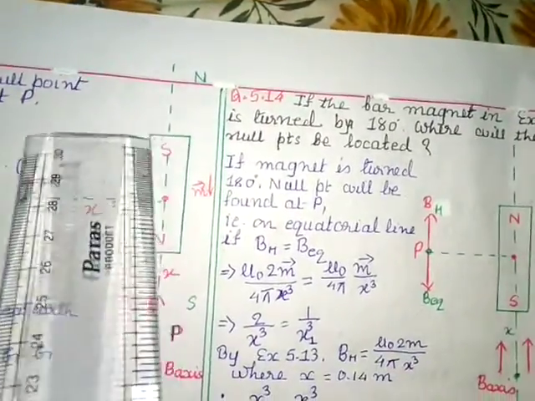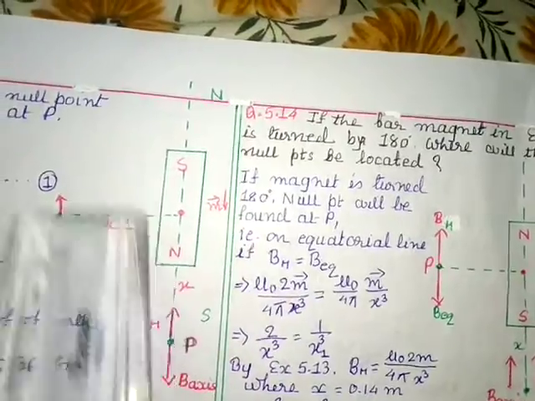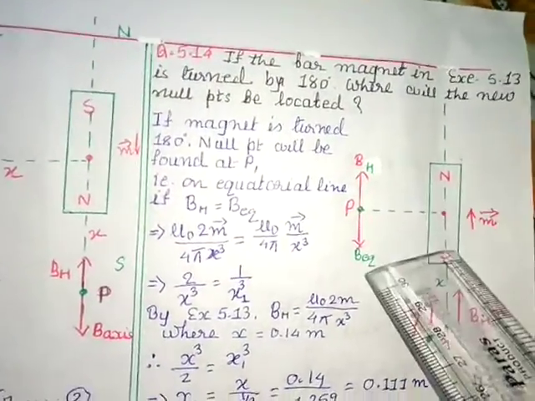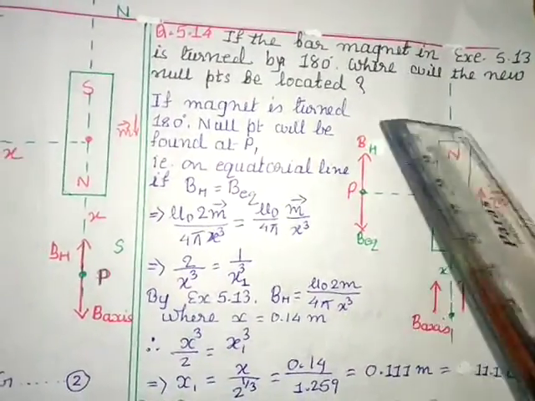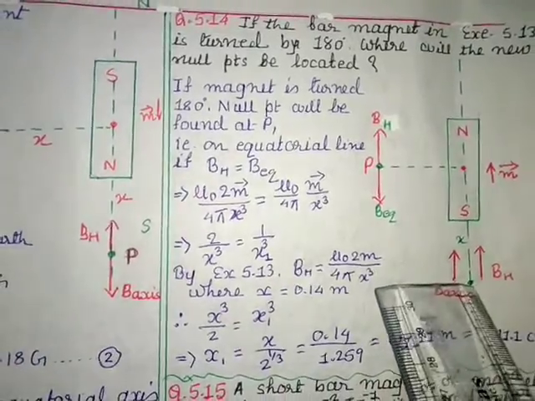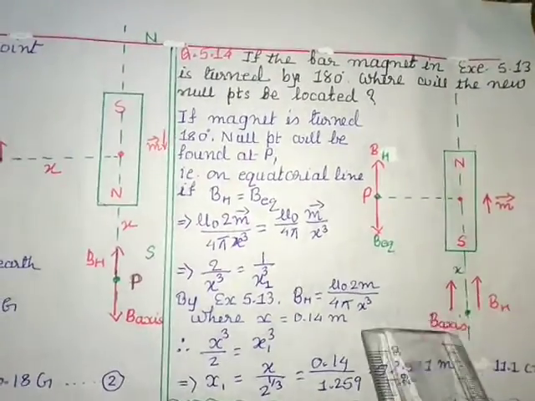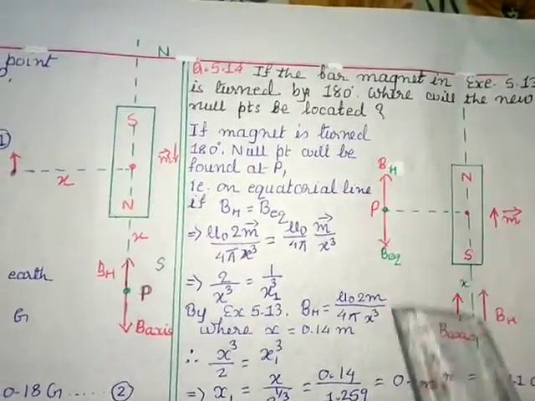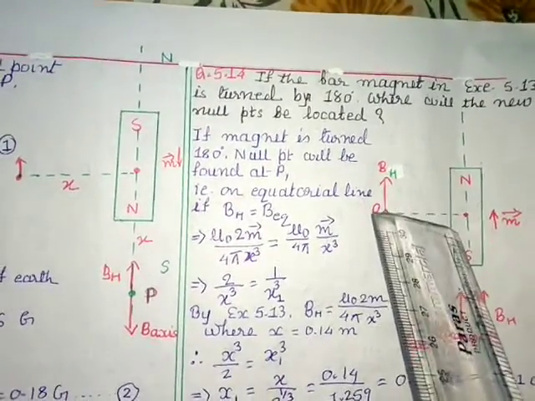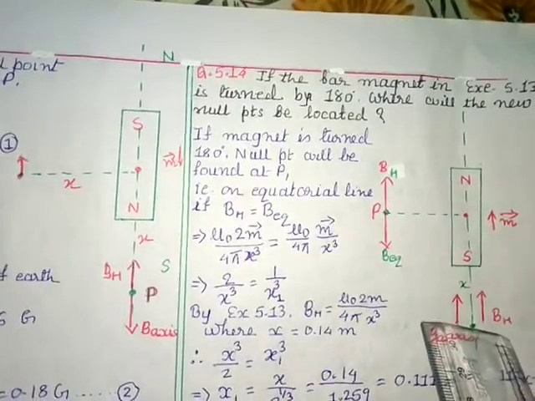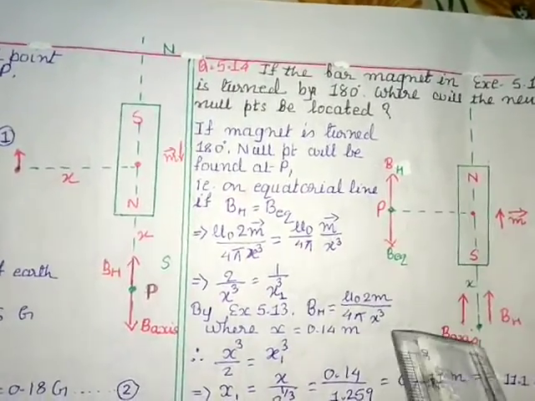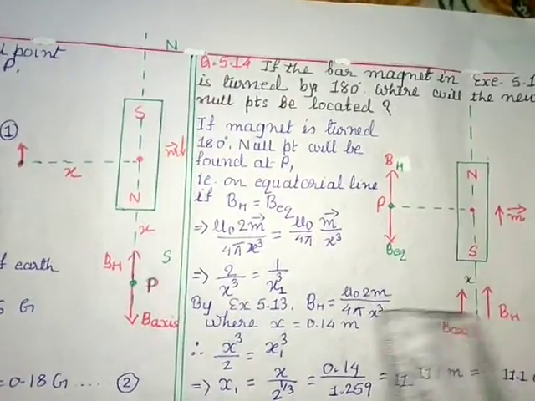Okay. Now you are turning this 180. So here the south will come here, north will come here. I have drawn the situation here. So north and south. The magnetic moment will be from south to north, so in this direction. Now the null point will not be found here. Why? Because on this axis now the B axis will be in this direction and the earth's horizontal component will be in this direction only. So BH will be in this direction, B axis also in this direction, so they will not nullify.